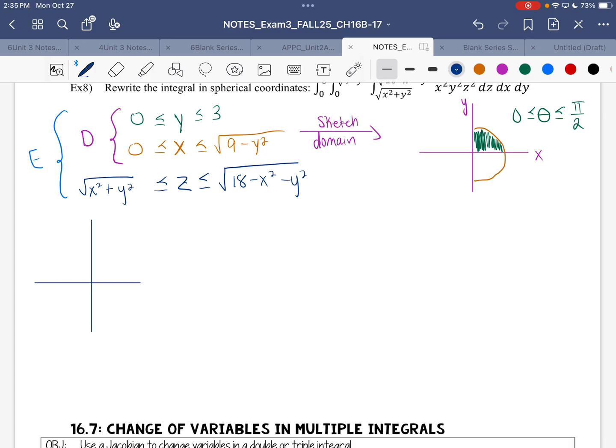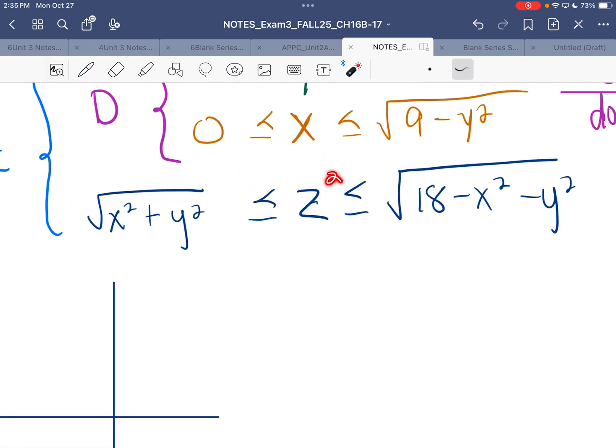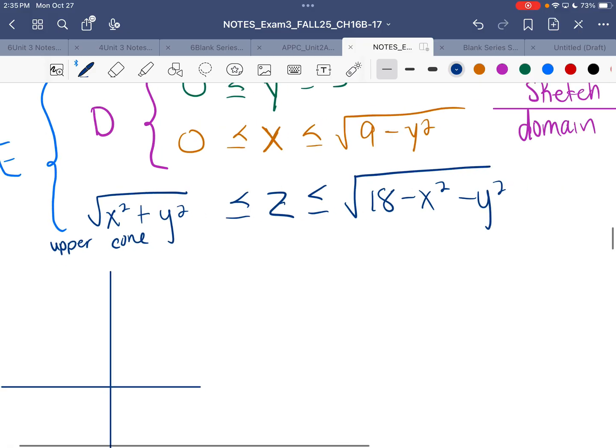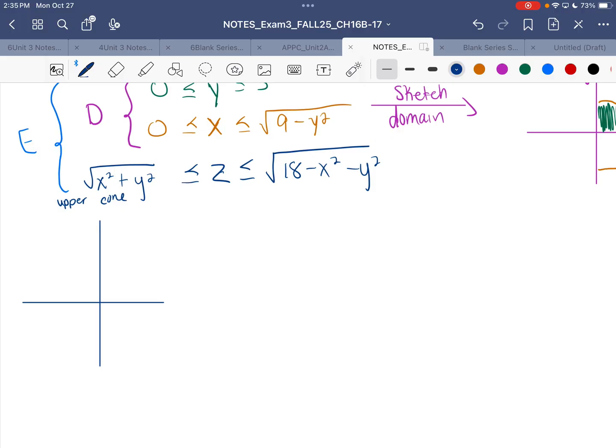If I squared both sides of this, I'd have x squared plus y squared is equal to z squared. What shape is that? Starts with a C. A cone. So this part is a cone. The upper half of a cone. Oops, I forgot to add dimension here. Upper half of a cone, opening towards Z.